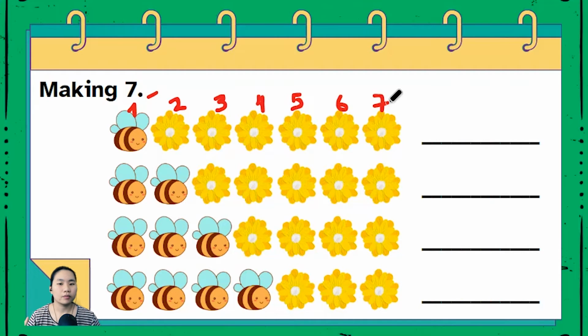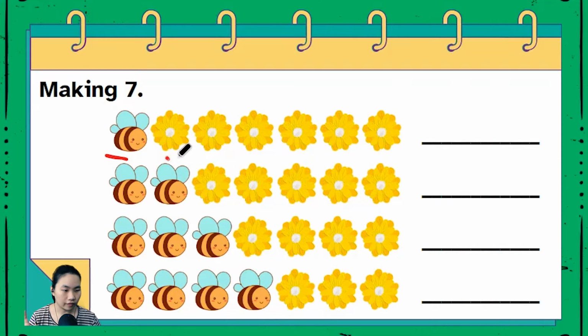And in a number sentence, we have two numbers, right? We have the first number plus the second number equals the sum, okay? So we're trying to look for the first number and look for the second number. And the first number will be represented by bees, okay? Bees is the first number, and then the second number is flowers. Now, the first way to make 7 is adding 1 to 6.